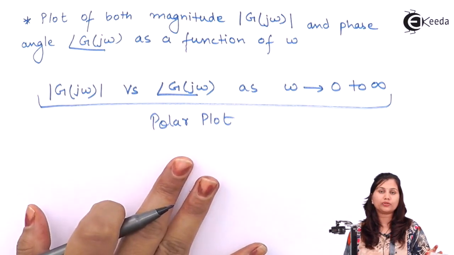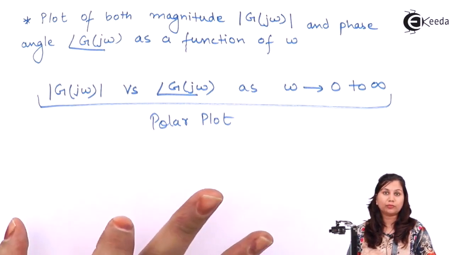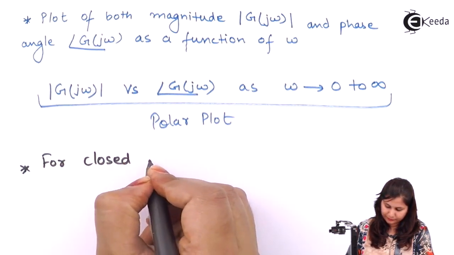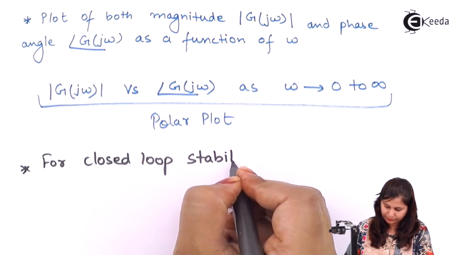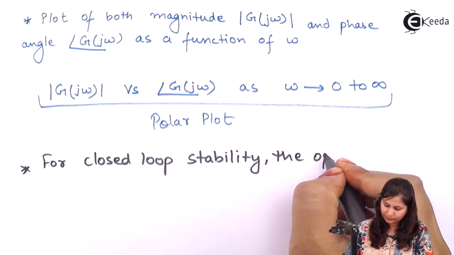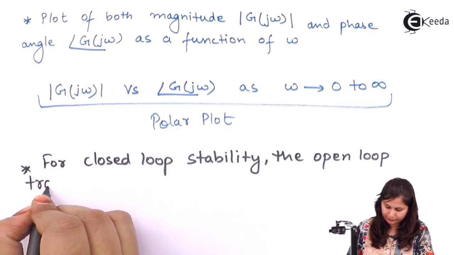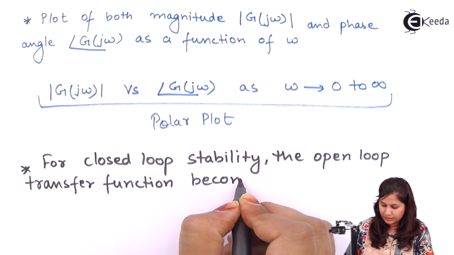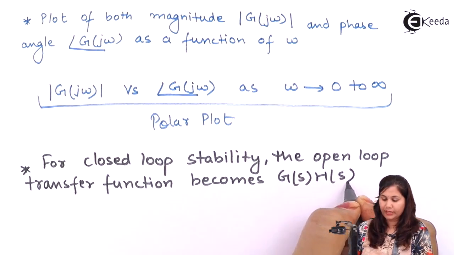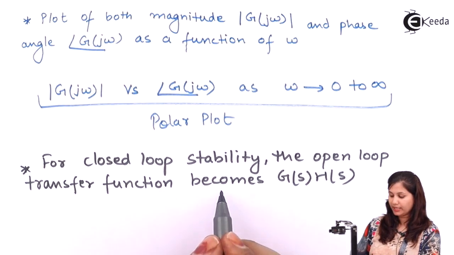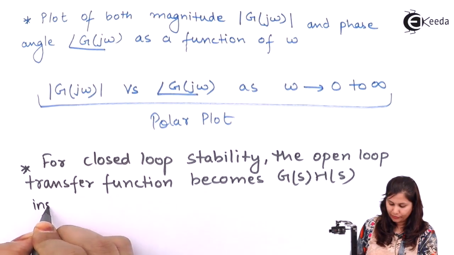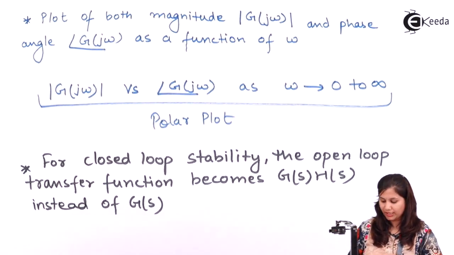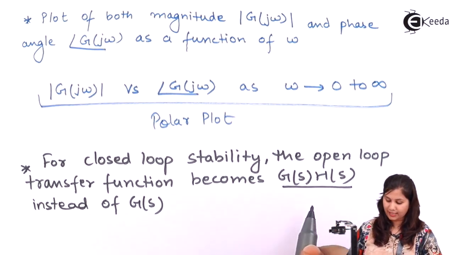Now how can we use this polar plot to find out the stability of the system, the closed loop stability? For closed loop stability, the open loop transfer function becomes G(s)H(s) instead of G(s). The open loop transfer function is generally G(s), but if we want to find out the closed loop stability, it is G(s)H(s).